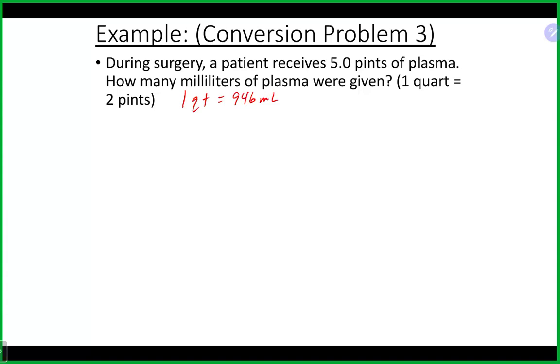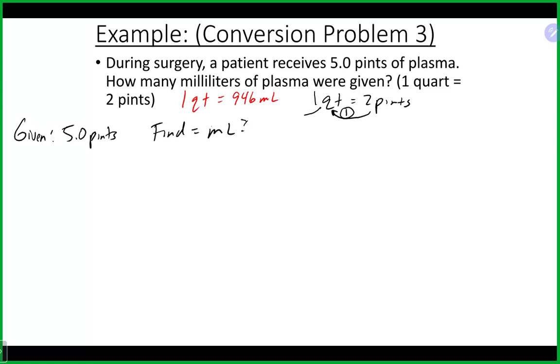So again, here, if we kind of pull out the information, we are given 5 pints, and we are looking for milliliters. So again, we want to kind of find a pathway to do that. Got a couple of equalities given to us. We got 1 quart is 946 milliliters, and we got 1 quart is 2 pints. So obviously in this case, we can go from pints to quarts and then take quarts over to milliliters as sort of our pathway to get there.